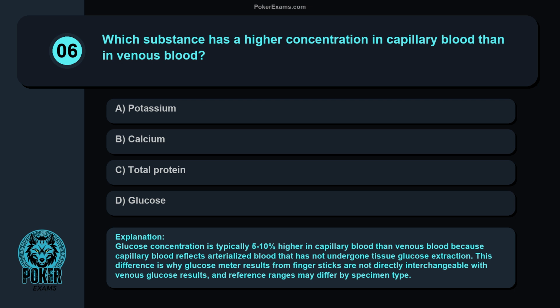This difference is why glucose meter results from finger sticks are not directly interchangeable with venous glucose results, and reference ranges may differ by specimen type.